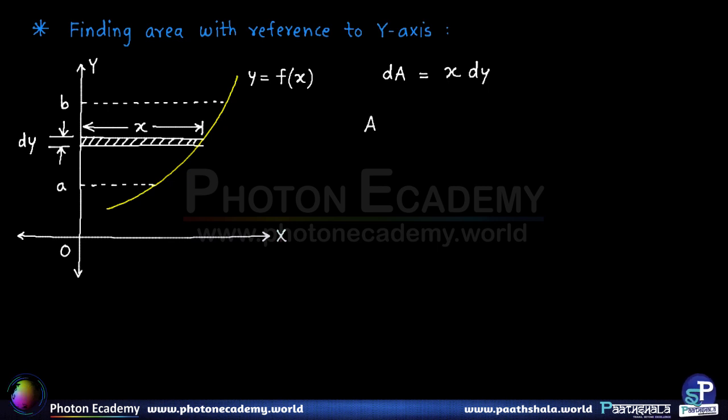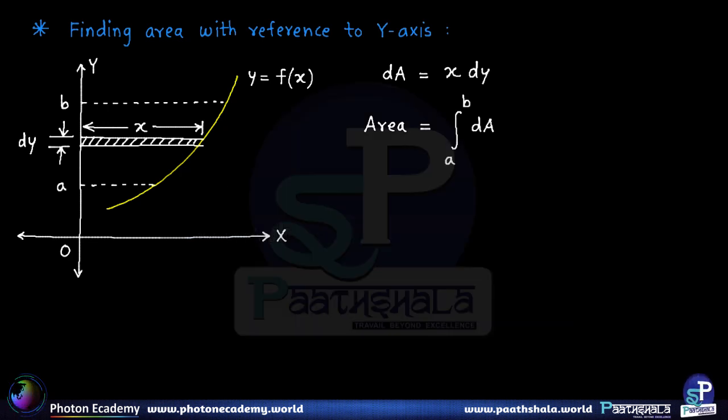So therefore, the area of this small strip will be nothing but x into dy, and the total area is therefore given by integrating all the areas of these infinitely many thin strips between the limits a to b. Remember, these limits are on the variable y. Okay. So putting in the expression for dA, we have x dy, right?